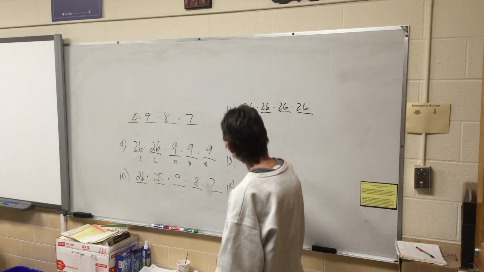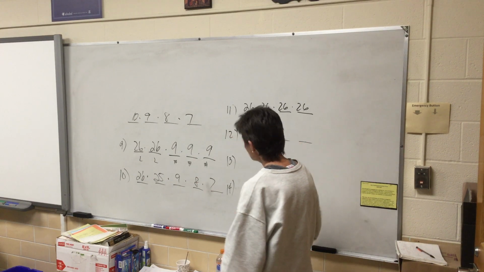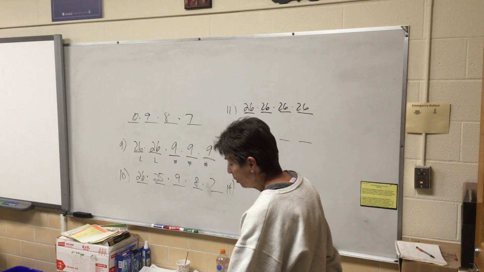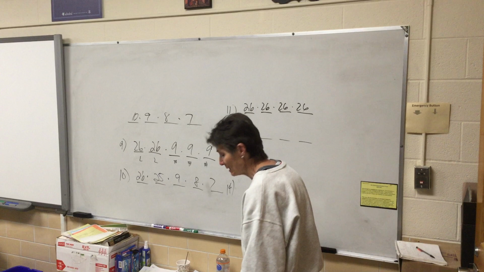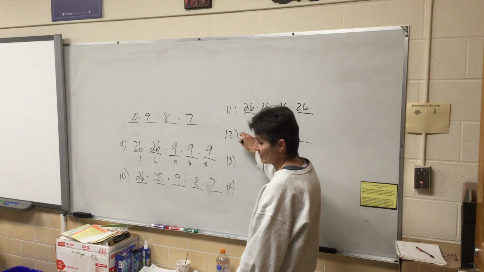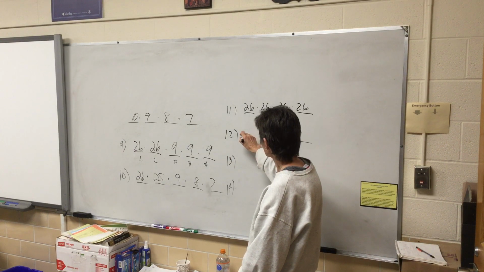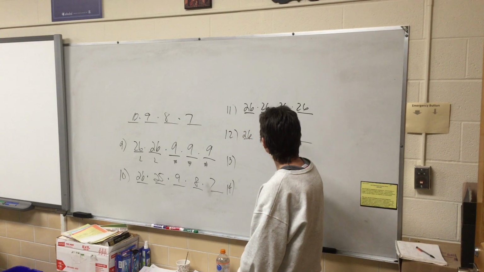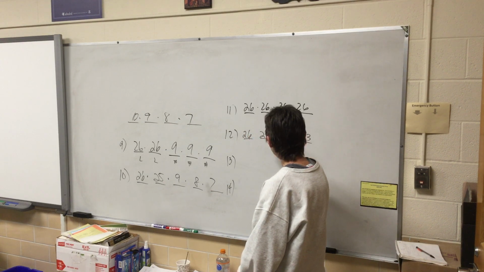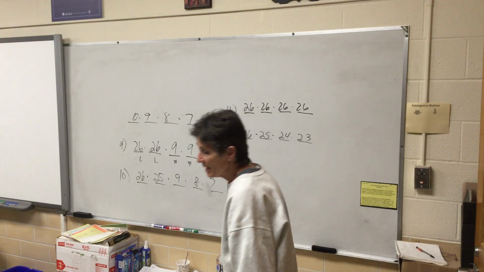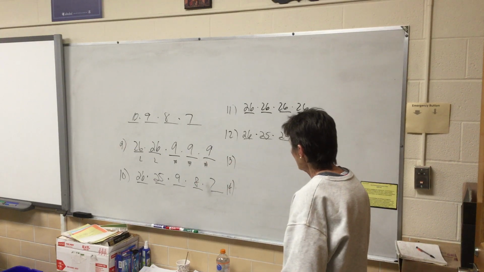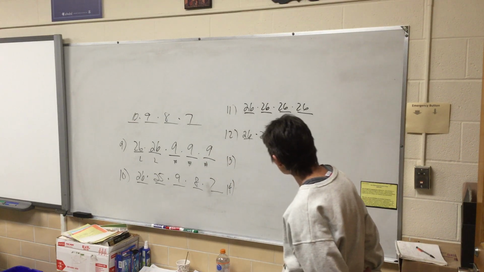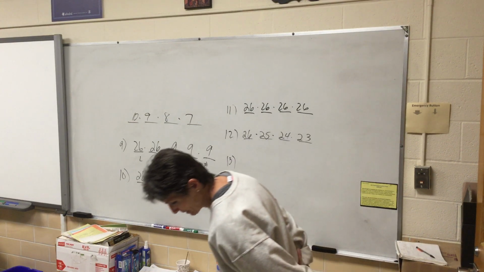Now, in problem 12, it says nothing can be repeated. Well, if nothing can be repeated, then what does this look like? 26 times 25 times 24 times 23. Exactly, exactly. And you can type that in. The setup is the critical part. I know you can type those numbers in on your calculator.